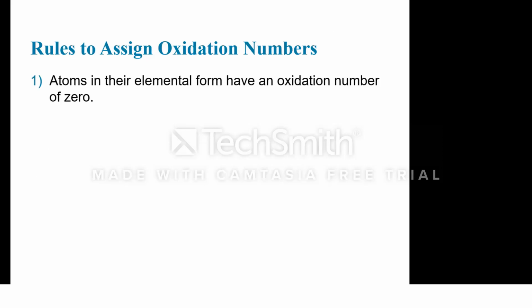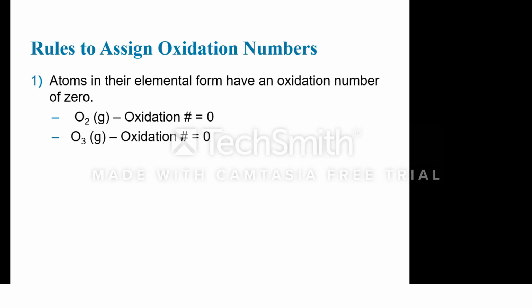Rule number 1. Atoms in their elemental form have an oxidation number of 0. Examples of these are oxygen, O2, which has an oxidation number of 0. Another example, O3 gas, ozone, has an oxidation number of 0. And solid silver has an oxidation number of 0.